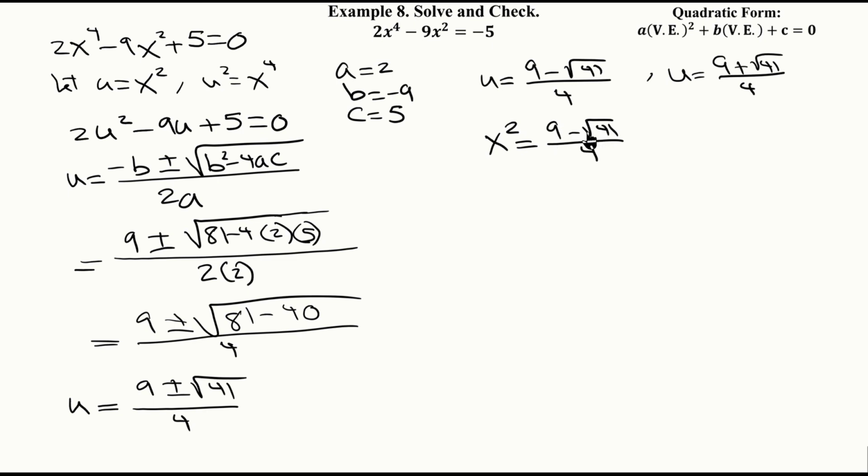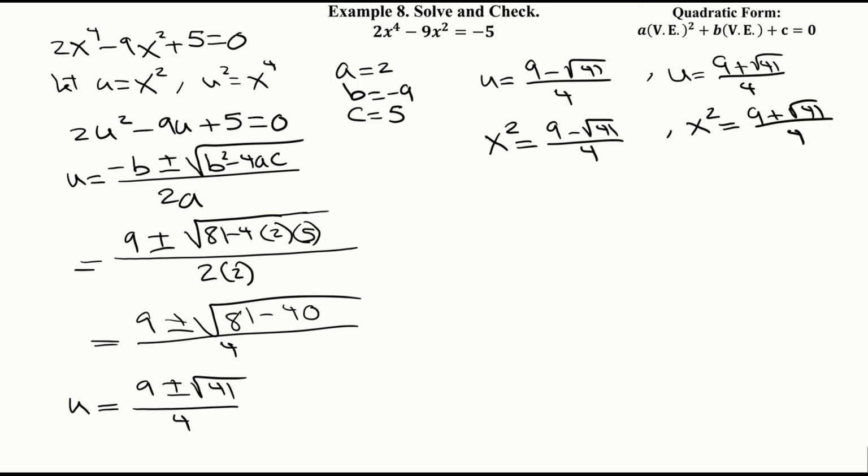a positive number, because think about it, the square root of 41 is not going to be more than 9. It would have to be a number larger than 81 for that to happen, because we know the square root of 81 is 9, and 41 is obviously less than that. So we know this is going to be positive, and this is obviously positive. So we're not going to have complex solutions, but they will be very interesting looking solutions. All right, and on this side we get x squared equals 9 plus the square root of 41 over 4.